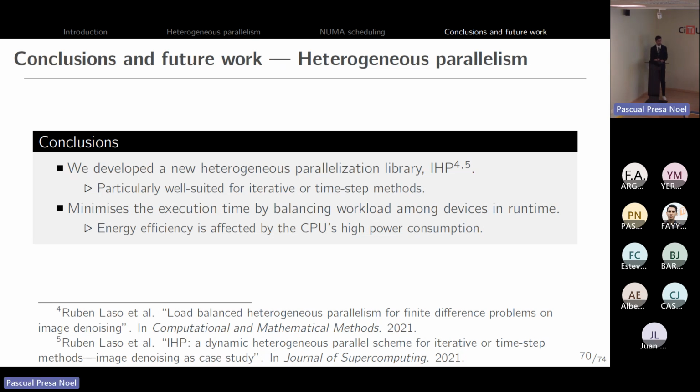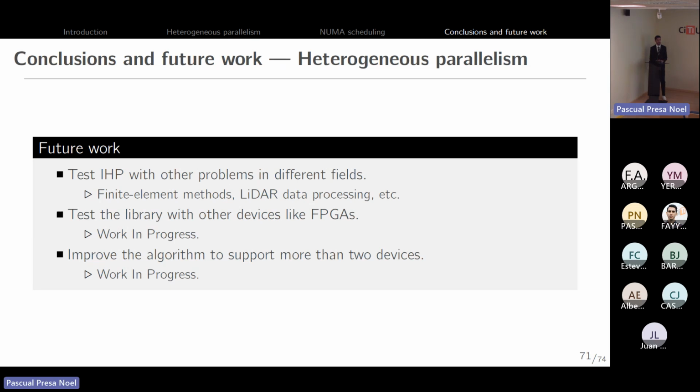Unfortunately, we could not improve energy efficiency because of the high power consumption of the CPU. In the future work, we have planned to test IHP in different problems of different domains, like finite element methods or the processing of LiDAR point clouds. We also want to test our library with different devices, such as FPGAs, which we are currently working on. And we also want to improve the algorithm and make it more general to work with an arbitrary number of devices, which is also a work in progress line.